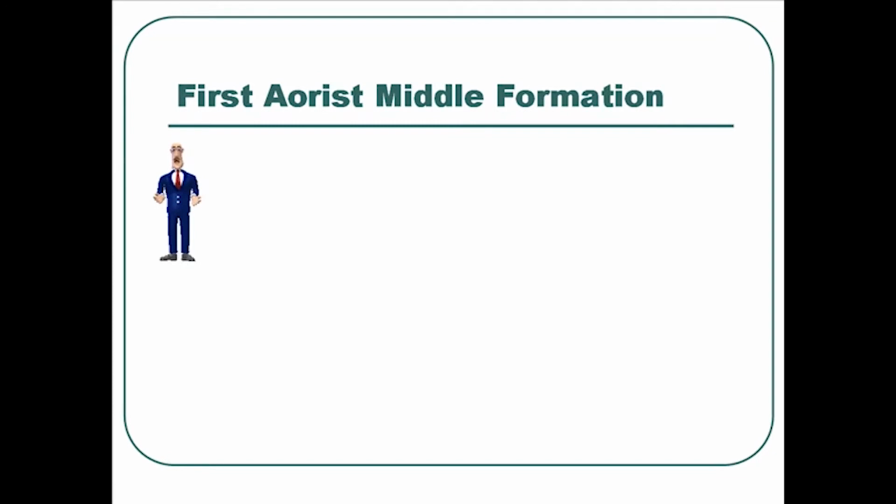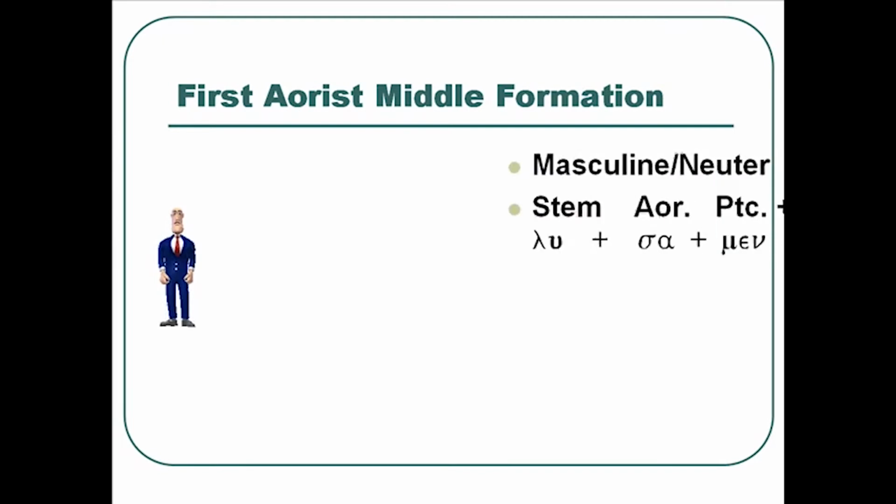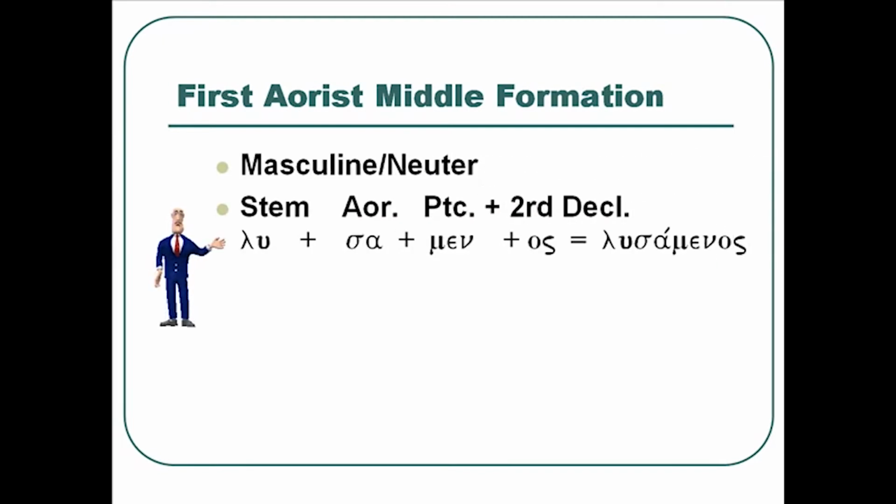And how are the first aorist middles formed? Well, in the masculine and neuter, you take the stem, which is lu from luo. You've got the aorist insert, sa. You've got the participial insert, men, which we've seen in the present tense. And then just this flat old second declension, logos, kind of ending. So you have lusamenos, for the nominative singular first aorist participle.